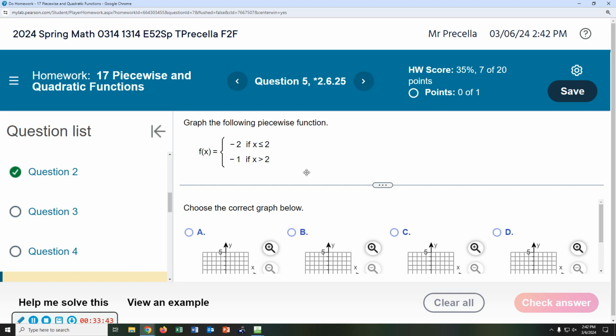There are just two pieces. f of x equals -2 if x is less than or equal to 2. f of x is -1 if x is greater than 2. Notice why there can't be an equal sign on both of those symbols. Because if there were, you'd have a y value of -2 and a y value of -1 at 2. You can't have 2 y values for x equals 2.